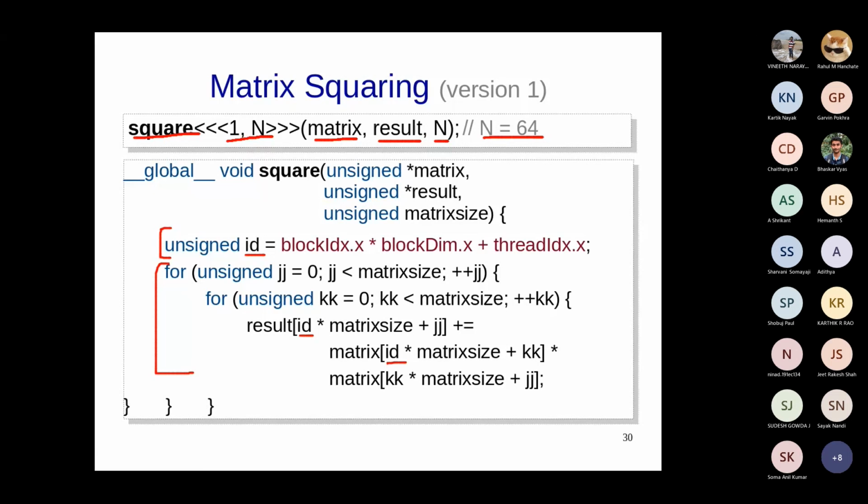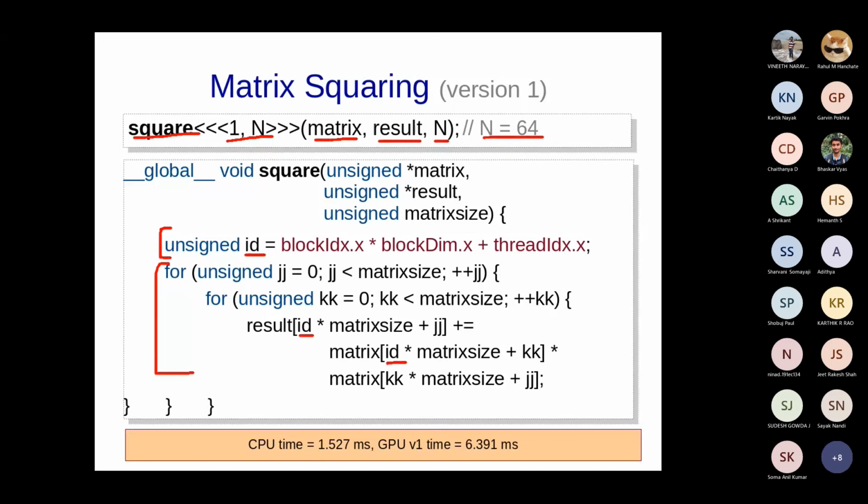Again, I did some profiling to figure out exactly how much time was required. The original time, recall, was 1.5 milliseconds. And now I required 6.39 milliseconds after parallelization of the i loop. That's a little bit of a disappointment, as you will see. So any suggestions why that happened?